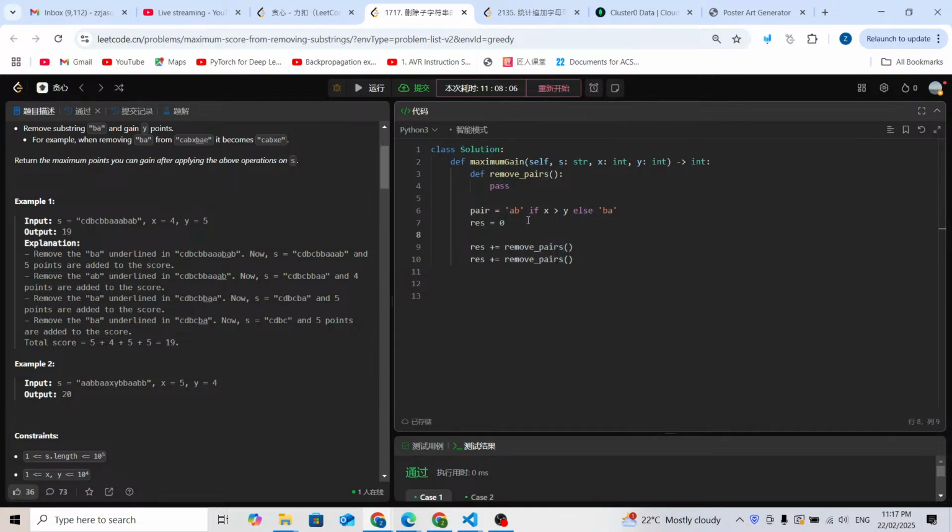This means I'm gonna set the string. I'm gonna call it self.s, equal to s. Because now this self.s is gonna be a global variable. It's gonna change after the first pass of this function.